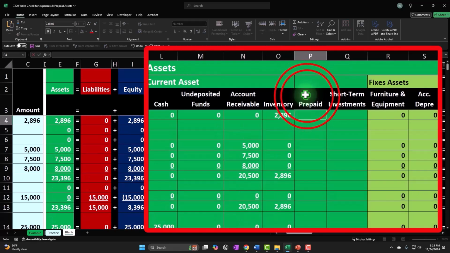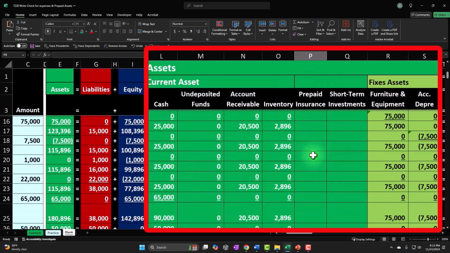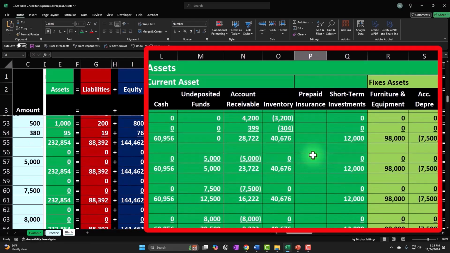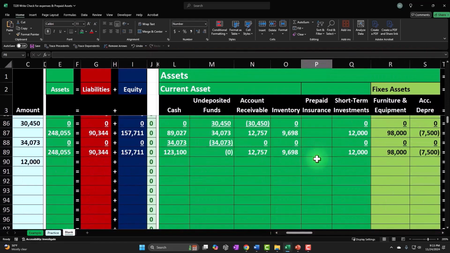Prepaid space insurance. Okay, so there we have it. Prepaid insurance. Hopefully I spelled it correctly. If not, I will check that later. But there we have it.